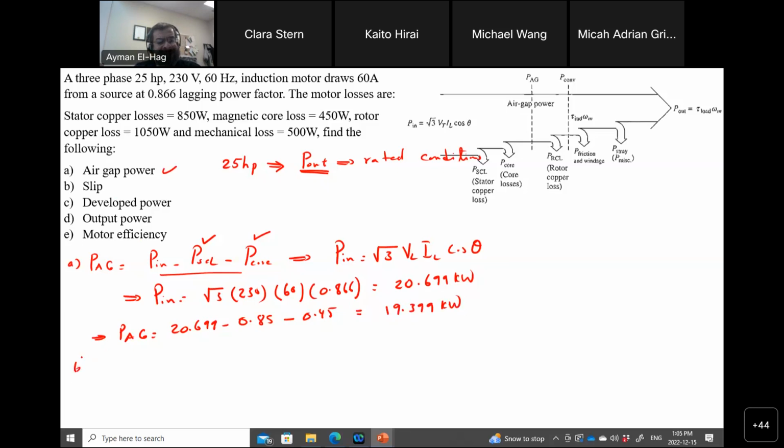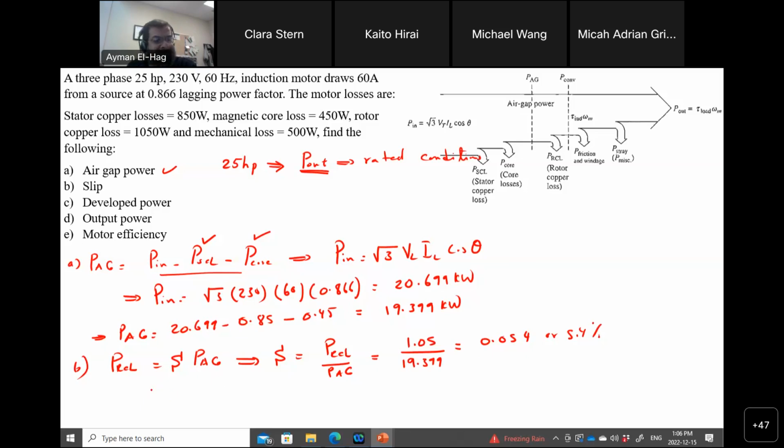In part B, we want to find the slip. Usually the slip is given to you, but here you want to calculate it. Now we have extra information that can help us find the slip. We know that the rotor copper loss is equal to the slip times the P AG. So from this, your slip is equal to the rotor copper loss divided by P AG, and the rotor copper loss is given to you as 1050 watt or 1.05 kilowatt, divided by the P AG, which is 19.399, and this will give me a slip of 0.054 or 5.4%.